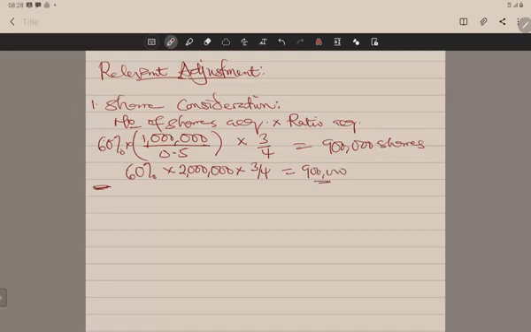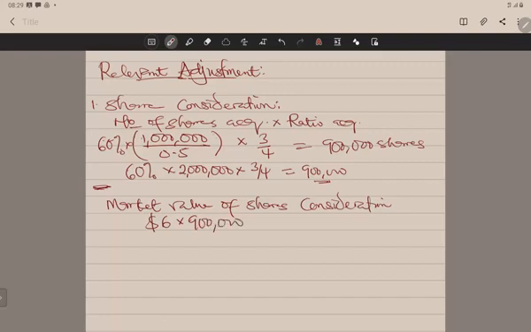Then what is the market value? The market value of the share consideration is $6 for every 900,000 shares considered. So what does this give us? Somebody said 5,400.